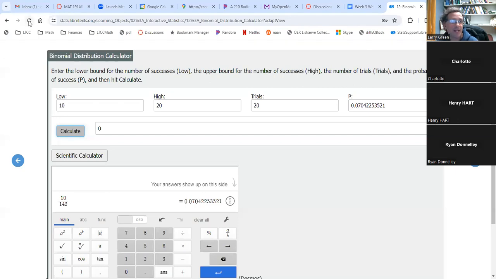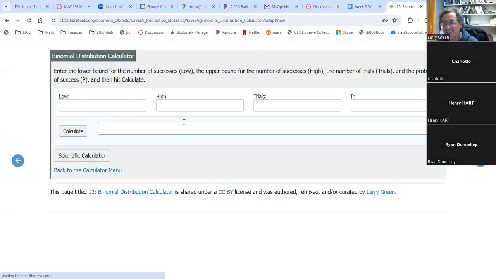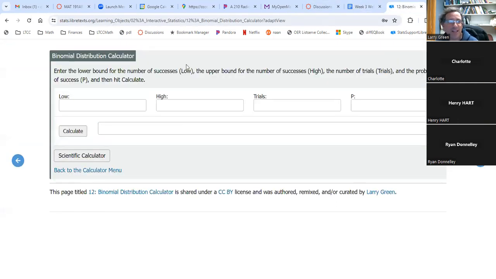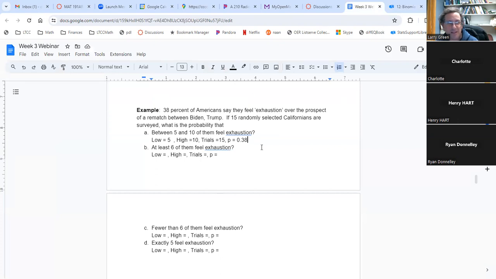Let's go to the calculator. I'm going to refresh. Clears everything out. Unfortunately, my internet's slow, I think because I'm on Zoom too. And again, go to low 5, high 10, trials 15, P 0.38. Any questions on that? And I hit calculate. Okay. 0.7272, or about 73% chance. Any questions on that example?